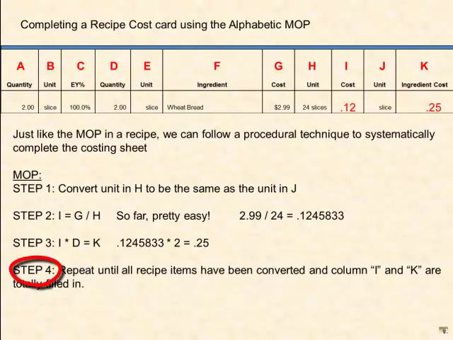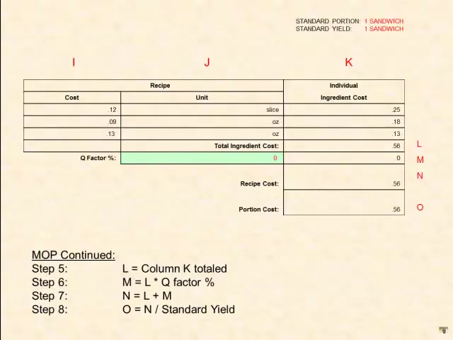Now you'd repeat this on all recipe items until they have all been converted, and columns I and K are totally filled in throughout the whole thing. So you do that for your grape jelly, okay, and you do that for the next one there, your peanut butter.